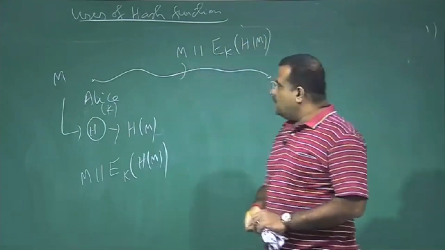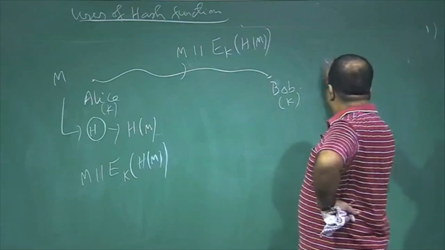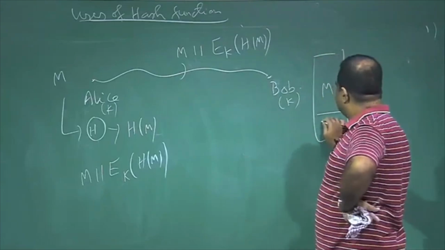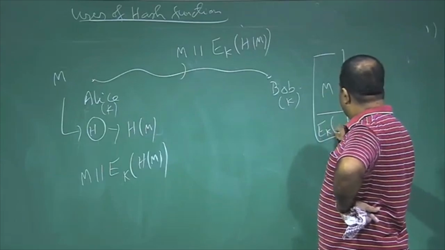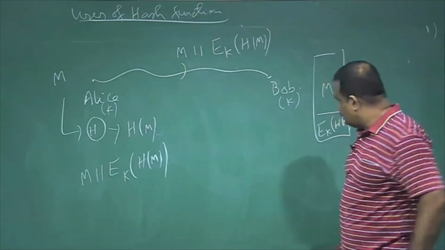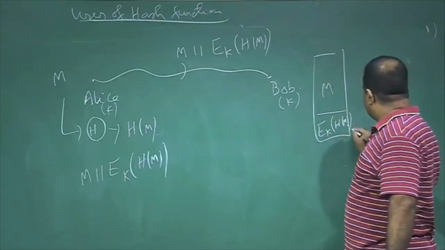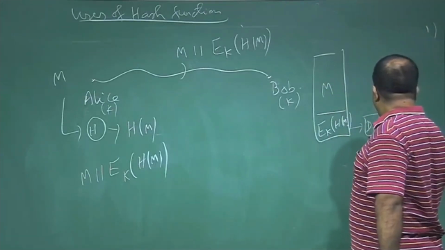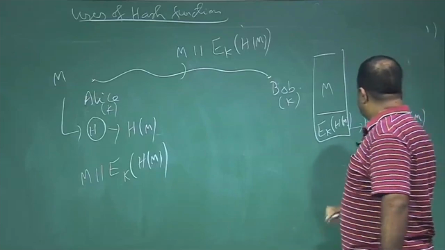Now, Bob is receiving this M along with this E_K of H of M. So, what will Bob do? Bob will first decrypt this part, and Bob will get back H of M.